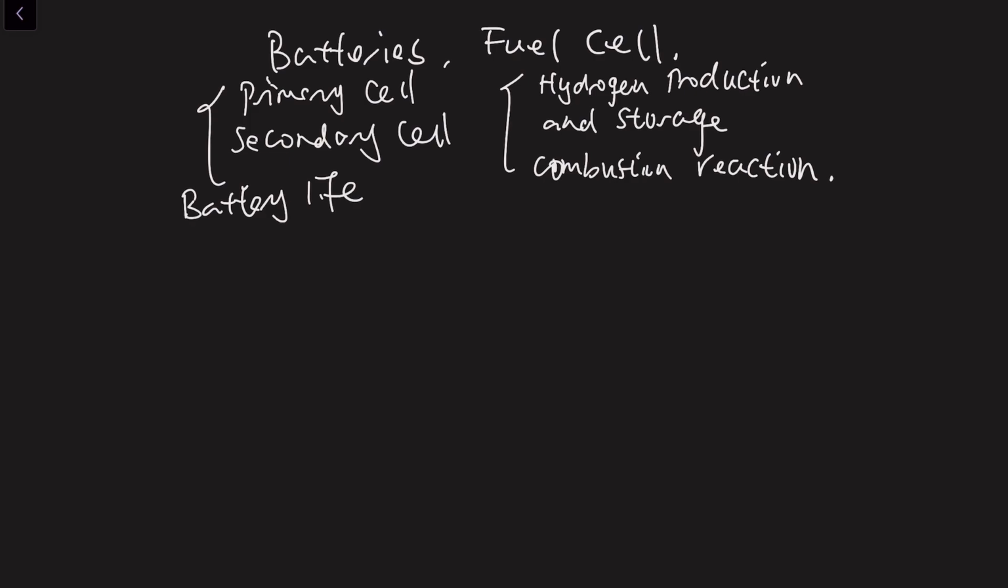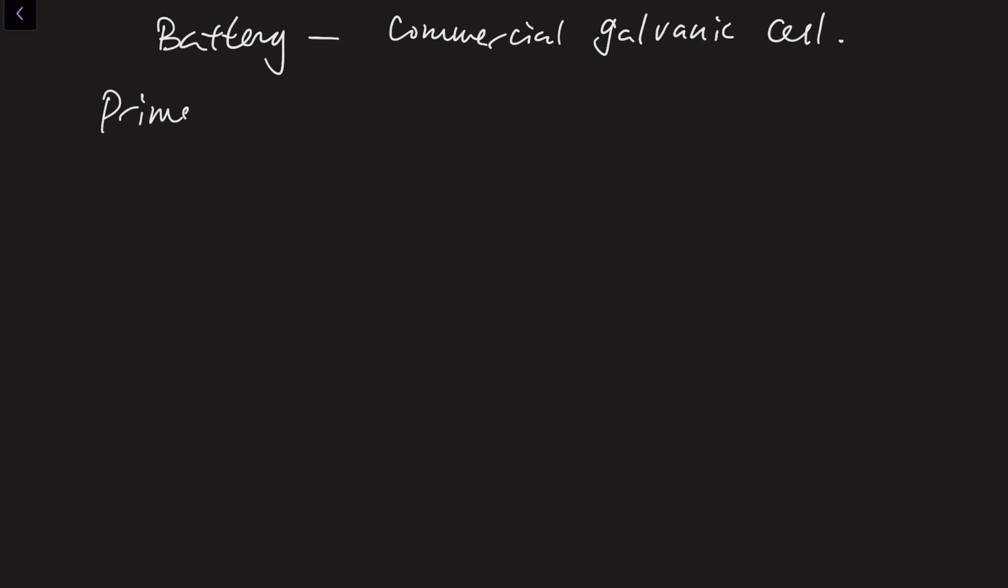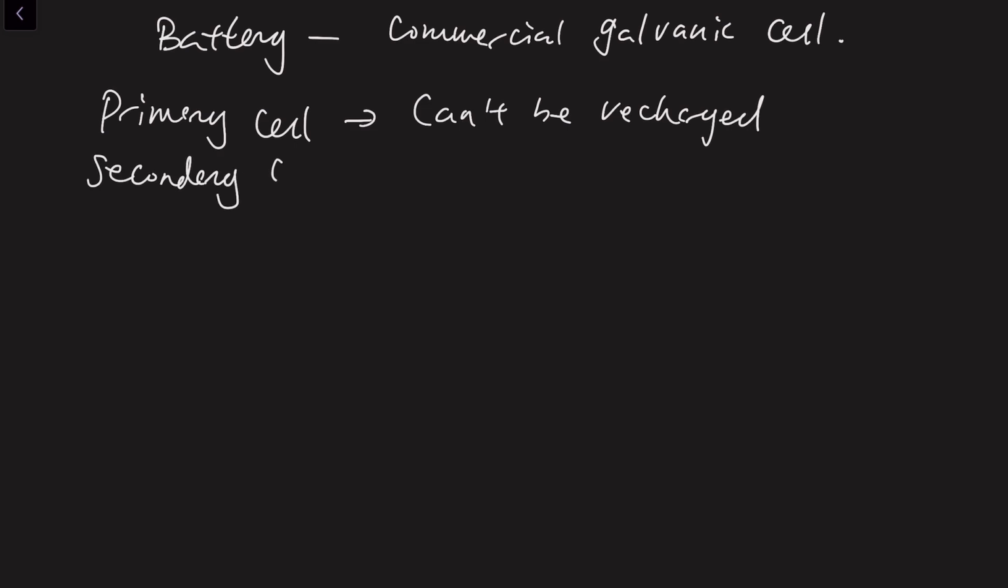We will also finish up with an actual exam question. So first, let's look at batteries. So a battery is a commercial galvanic cell and is separated into two parts. Primary cell refers to the batteries that can't be recharged, and secondary cell refers to rechargeable batteries.